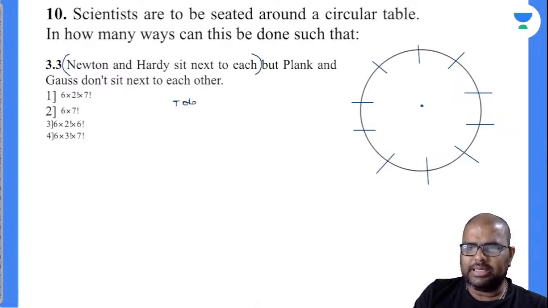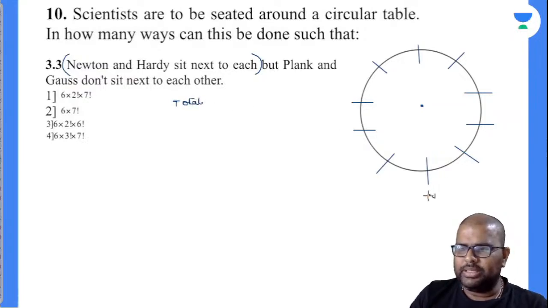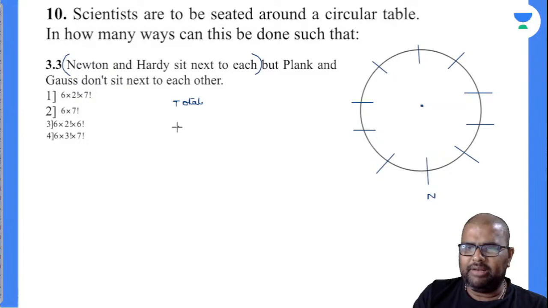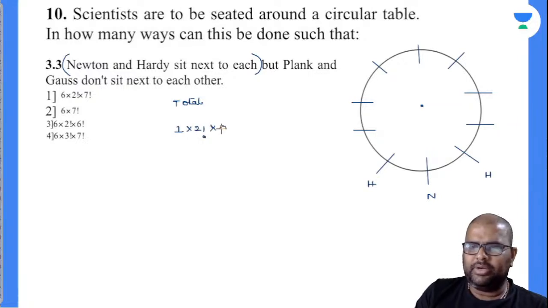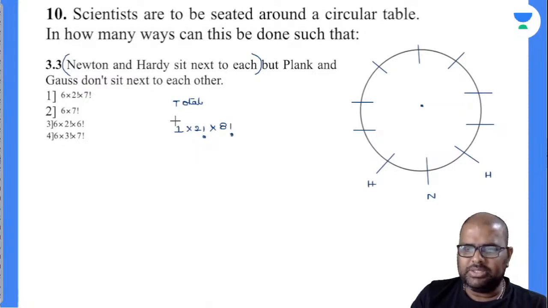So what happens regarding this? Now look, beta. On an empty chair, Newton has to be seated anywhere, which can be done in one way. Hardy has to sit next to him, so Hardy might be here, Hardy might be here. How many chances for Hardy? 2 chances. So I will write 2 factorial. Remaining 8 persons can be seated in 8 factorial ways. Am I right or wrong? Perfectly. This is your total ways.